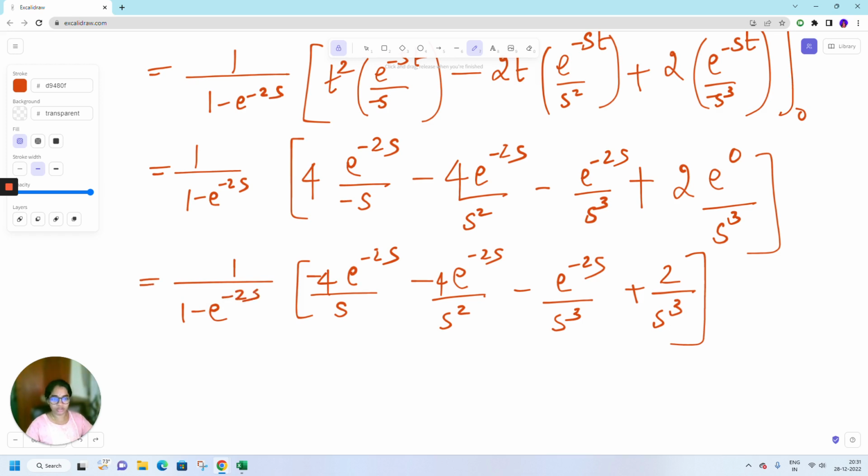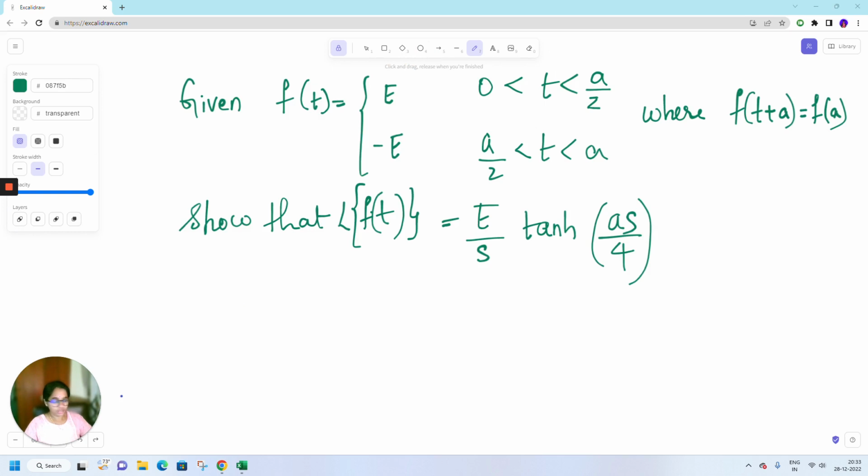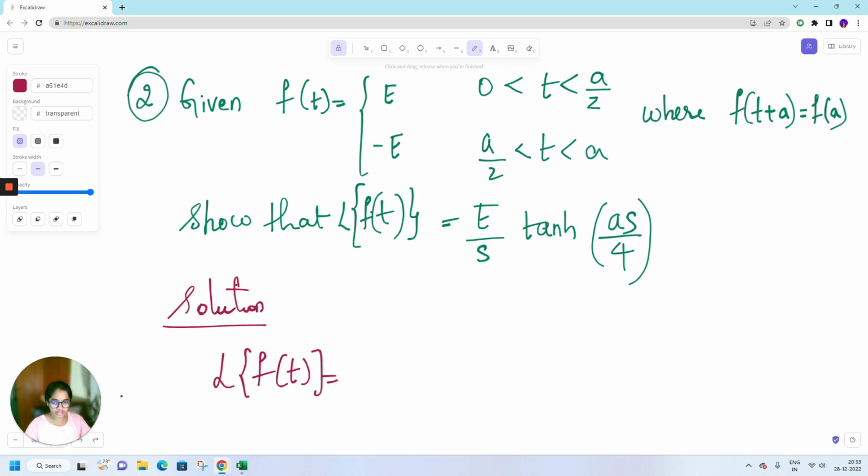Okay. Moving on to our next question, yes, this is our second question. As you can see, they have given f of t. They are asking us to show that Laplace of f of t is so much. Okay. So what is the first step? Yes, while solving a periodic function, always first write down the formula. What is the formula? Laplace of f of t is equal to 1 divided by 1 minus e power minus capital ST, integration from 0 to capital T, e power minus st f of t into dt.